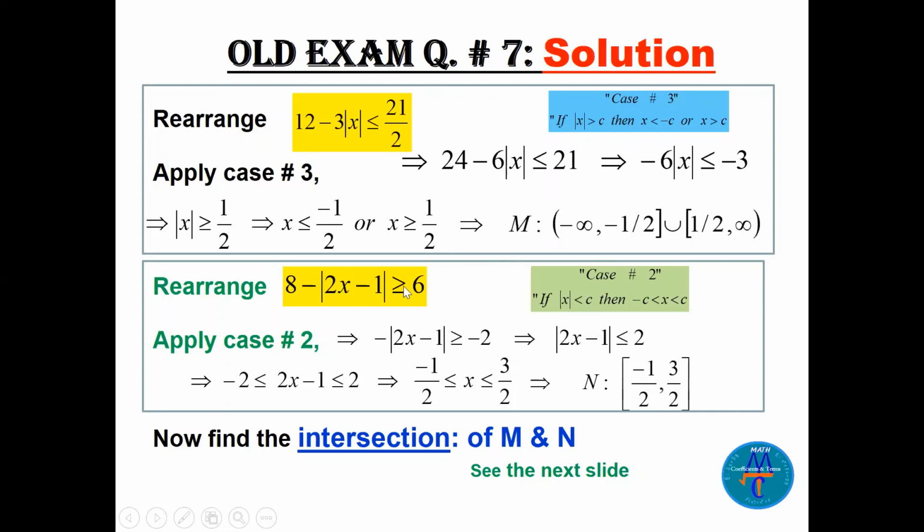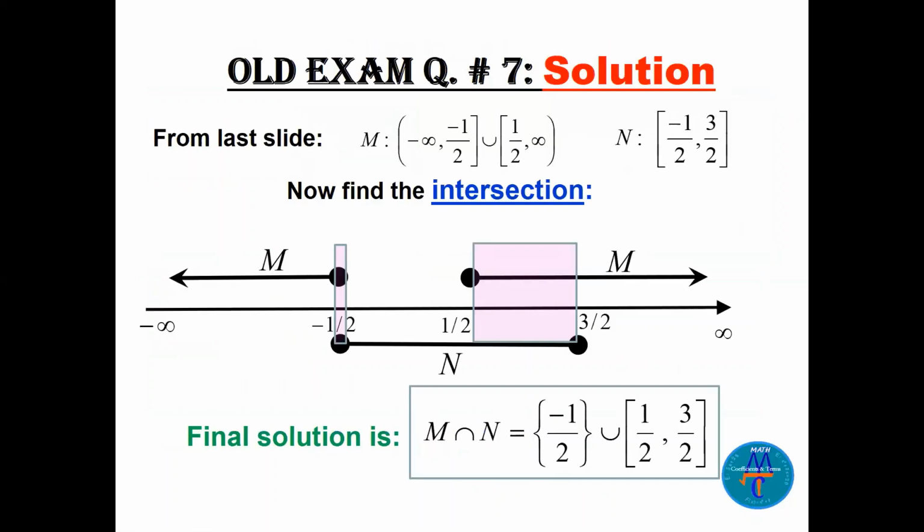Now let's go to n. Rearrange it. Take 8 on the other side, minus 2, divide by minus 1. Change the sign, you have less than. Case number 2. This is case number 2, ready for you to use it. So 2x minus 1 between minus 2 and 2. Add 1, and then after that, divide by 2. You get minus half to 3 over 2. That's n. Now what do you have to do? This is the solution m, this is the solution n. You need to find the intersection of m and n on the next slide with a nice diagram.